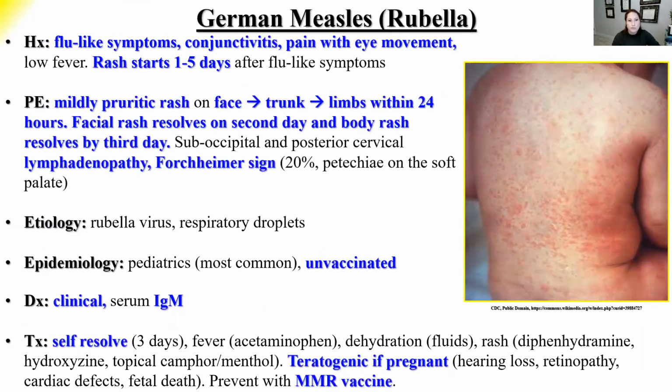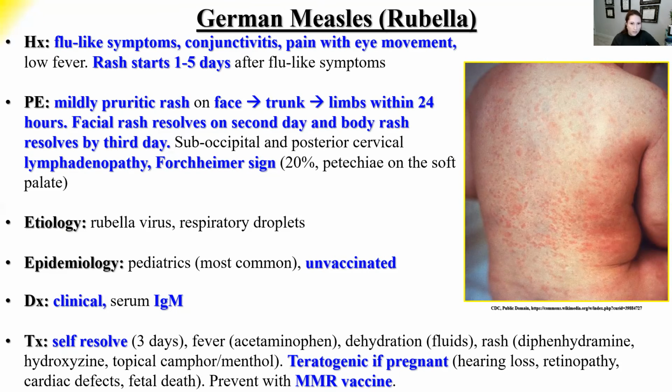Now let's move on to German measles or rubella. This is very similar as far as the rash appearance to measles. They'll start with the flu-like symptoms, the conjunctivitis, but this one has a key difference, which is that the most common historical complaint is pain with eye movement. The rash is going to start about 1 to 5 days after those flu-like symptoms.